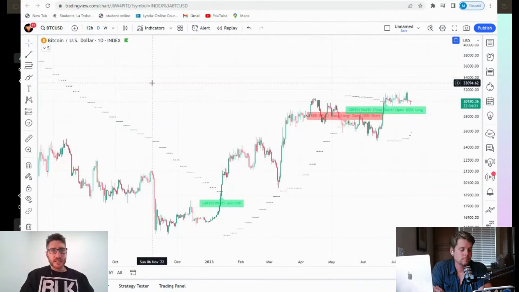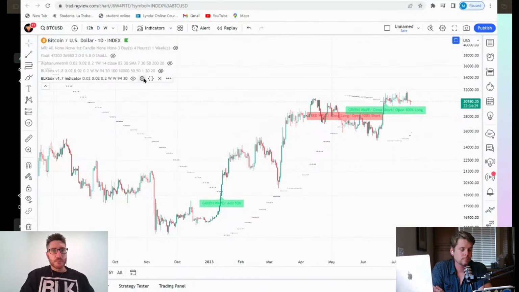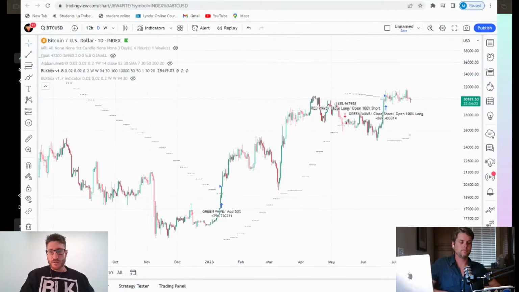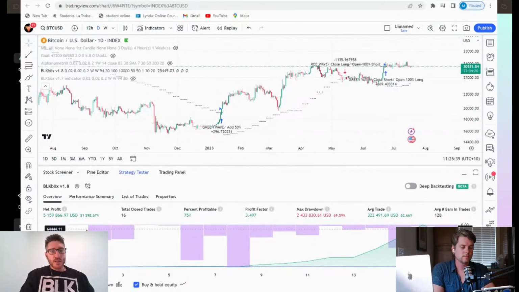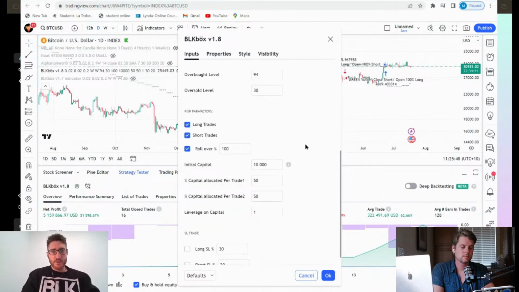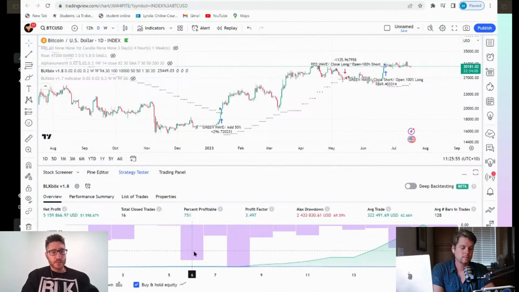And that might seem like, wow, that's not much. That's a pretty inactive bot. But if we open up the back end here, you can see what's really gone on throughout that period. If we go back to the 1st of the 1st, 2018, with an initial capital of only $10,000, 100% rollover, long and short in the positions, no stop losses in place, we turned $10,000 into $5.1 million.